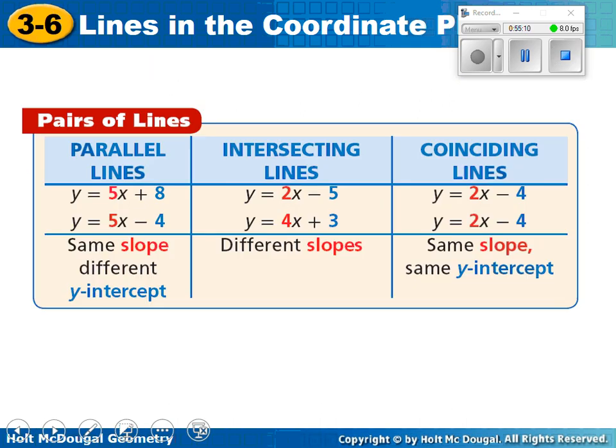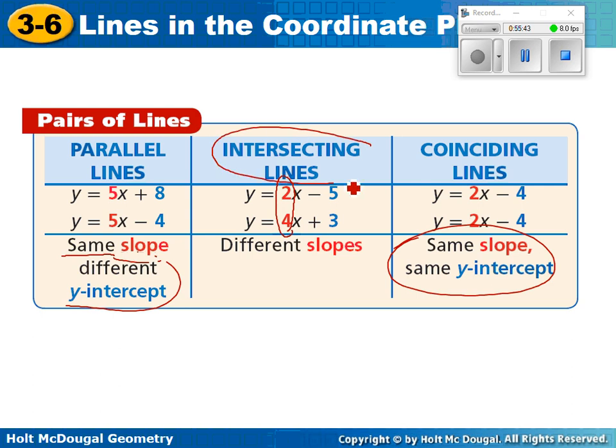We've already talked about this as well. Parallel lines are going to have the same slope, but they will have a different y-intercept. Coinciding lines have the same everything. And if they're not parallel and they're not coinciding, they might be perpendicular, but they might just be intersecting. So you'll have to look at the slopes to decide if they're different, are they opposite reciprocals, or are they just different? Does that make sense? If they're just different, we're going to say intersecting instead of perpendicular.